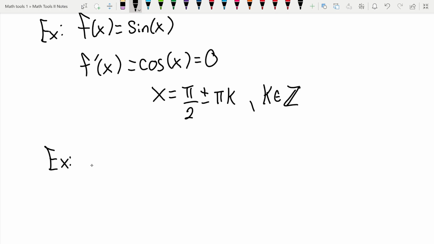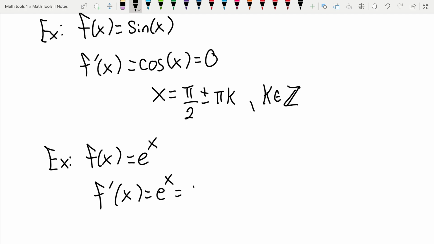More relevant ones to us, maybe something like e to the x. Well, you could probably guess this one from looking at the graph. F prime of x equals e to the x. This is not undefined anywhere. The domain is all real numbers, and it's also not equal to 0 anywhere, right?